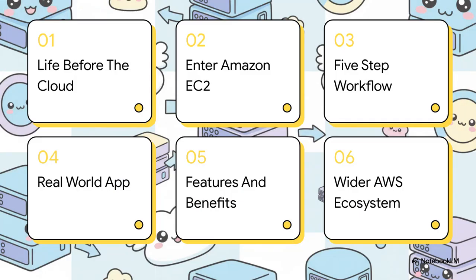Here is our roadmap for today. We're going to start by looking at life before the cloud. Then we'll enter Amazon EC2. From there, we'll walk through the 5-step workflow, look at a real-world application, break down the key features and benefits, and finally check out the wider AWS ecosystem.